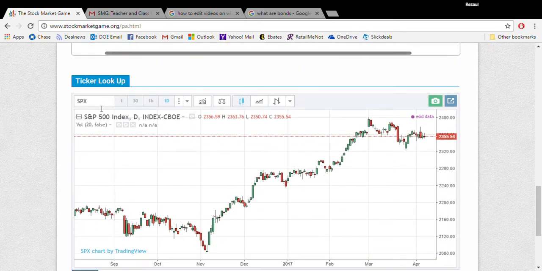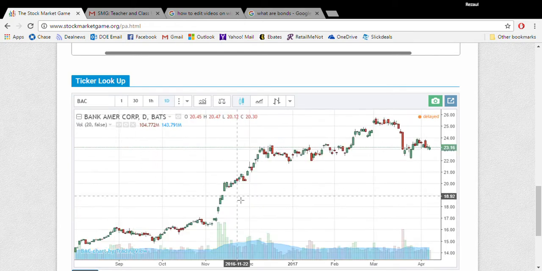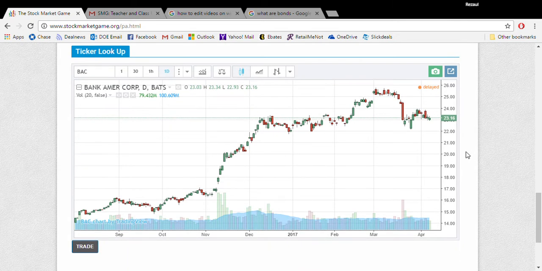This is the ticker symbol lookup. So for example, if we want to take a look at Bank of America and make sure that it is the New York Stock Exchange for the United States, that's where we are placing our trade, or that's the company we're looking for because there may be another company, BAC, somewhere else, right? And then you take a look at how the stock's been doing. It's been doing pretty good.